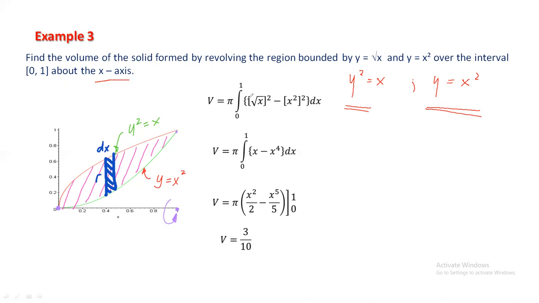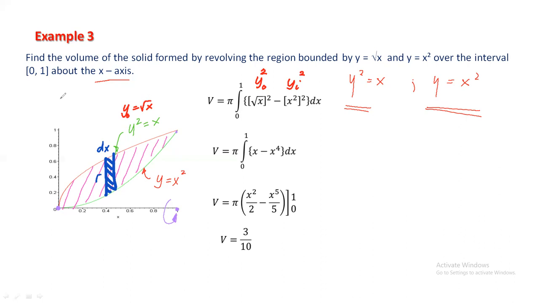This came from, so I'd like to use the red again, this came from this one, y equal to the square root of x. So this is for your y outer, and this one is for your y inner. So this is your y inner, which is x squared. You need to square it. So this 2 has to be squared. This is also squared. So that is why you have that.